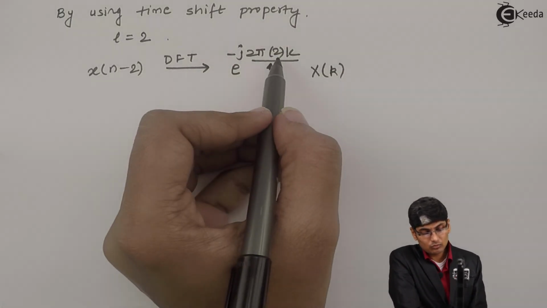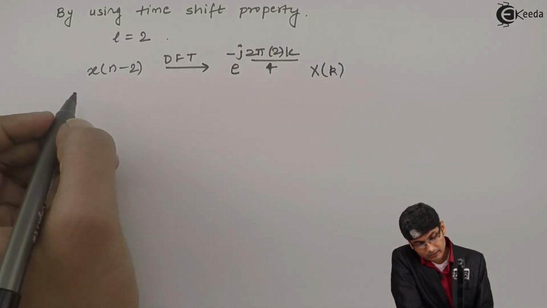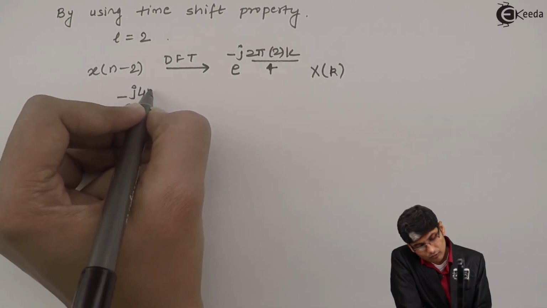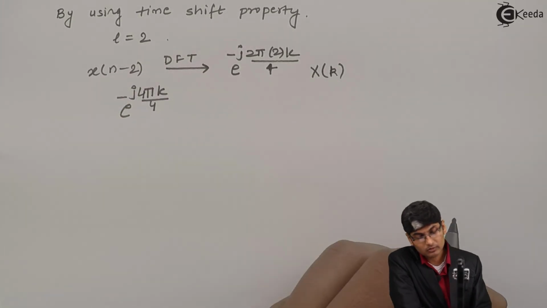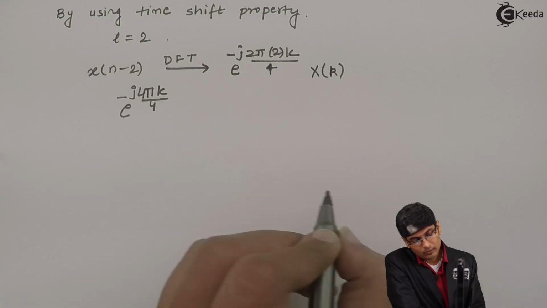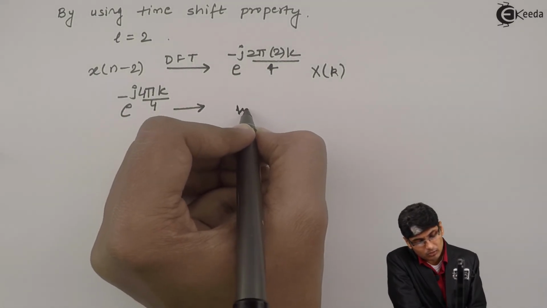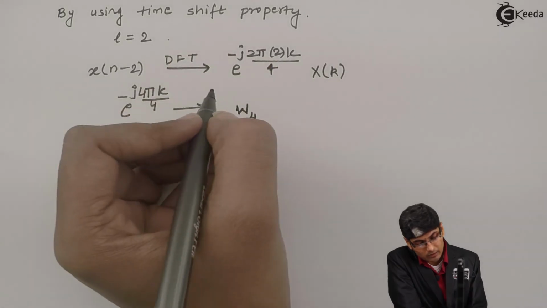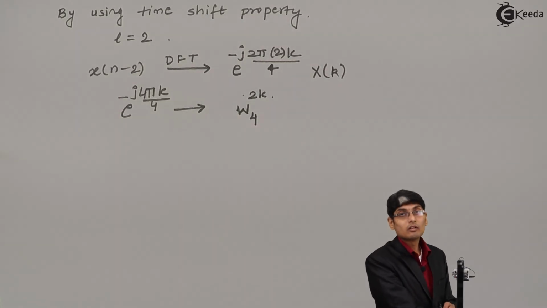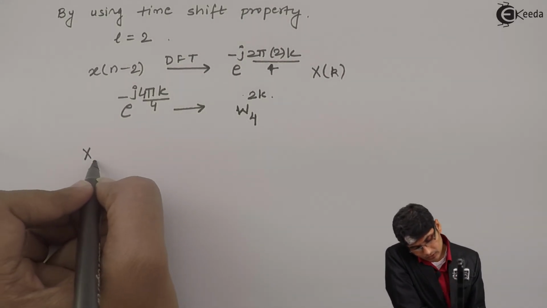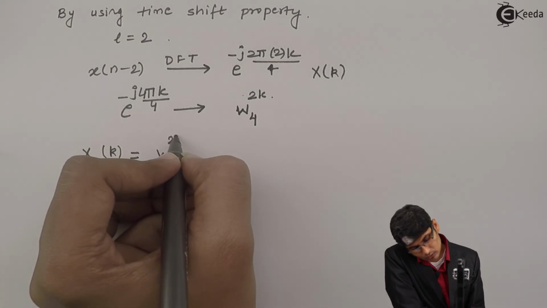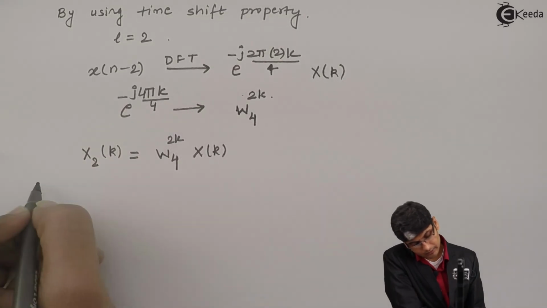So, I have here 2 for L and the k factor. So, I can write this as e raised to minus j 4 pi k by 4, right. So, L value is, let us say, 2. So, the twiddle factor here will be W 4 raised to 2k. So, I will write plus 2k. Okay. So, I can write x2 of k will be equal to W 4 raised to 2k x of k.